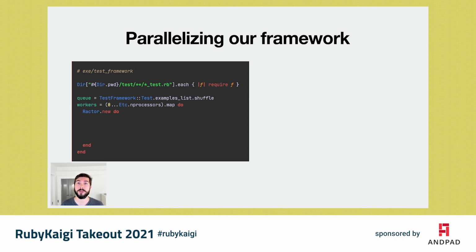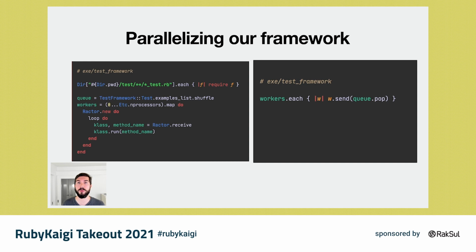And each one of the Ractors is going to be stuck in a loop receiving tuples from the queue and then running our execution flow for each one of those tuples. So we're going to run each one of the tests we receive from our queue. We know they're going to be stuck waiting to receive a message, so we can send each one of the workers a test from our queue. And then until our queue is completely empty, we can find an idle worker and send it another item from the queue. So this should run the tests in parallel and populate our reporter for the end.